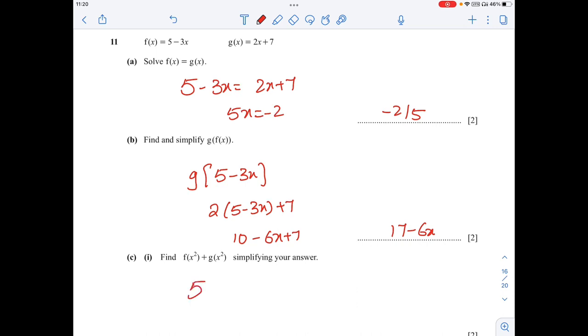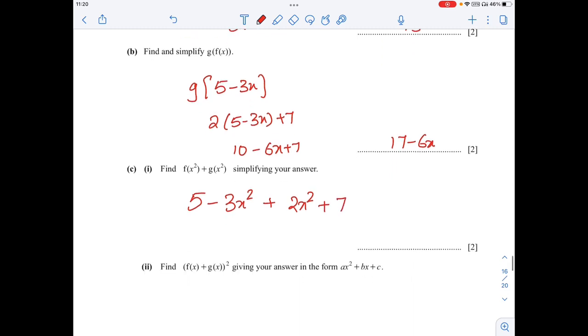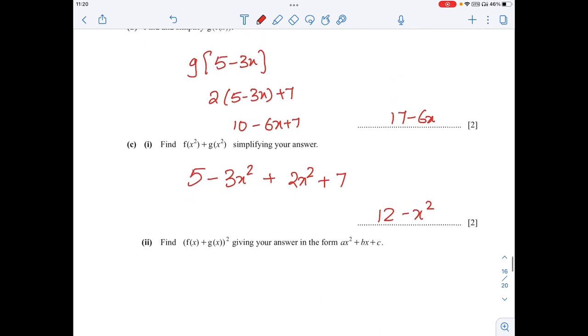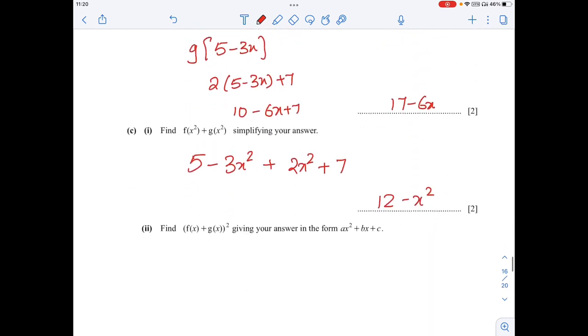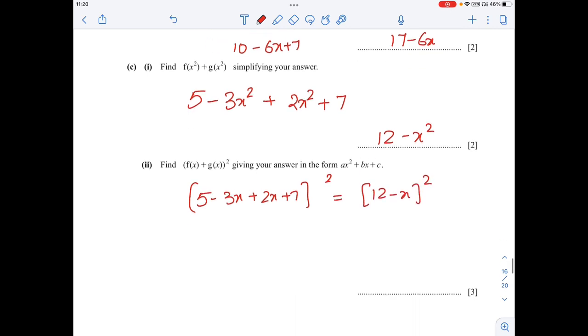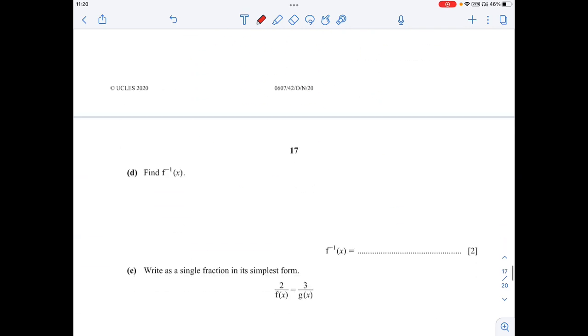Then f of x square plus g of x square. So f of x square is 5 minus 3x square. g of x square is 2x plus 7 square. So it becomes 12 minus x square. Then f of x plus g of x whole square. f of x is 5 minus 3x. g of x is 2x plus 7, whole square. So it becomes 12 minus x whole square. So it becomes a square minus 2ab plus b square. So x square minus 24x plus 144 is going to be the answer.